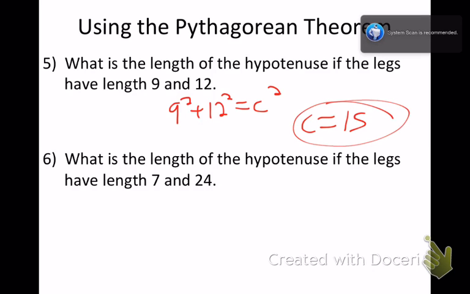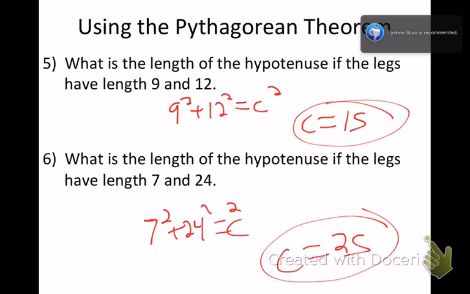Nice job. 6. How would I do number 6? Trent, how'd you set it up? I did 7 squared plus 24 squared equals x squared. Awesome. And when you do that, you get what for the answer? 25. Good work. Recognize those are all Pythagorean triplets right there.